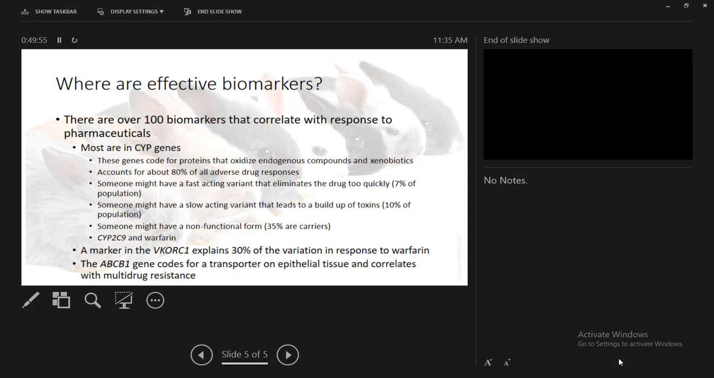And then the last marker that I want to share with you, right as time expires, is a transporter on epithelial tissue that's coded for by the gene ABCB1. Mutations in this gene make it very difficult for you to absorb pharmaceuticals, and so it makes you what we call multi-drug resistant. You can't absorb them, right? You take the pharmaceutical, it's in your intestines, you don't absorb it. You just poop it out. And it's gone. All right?